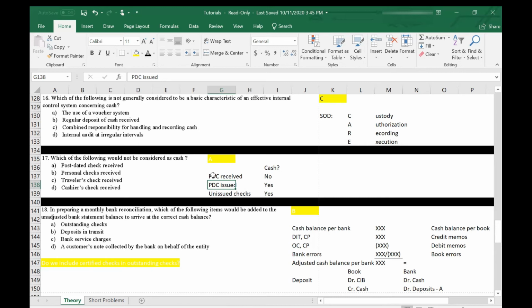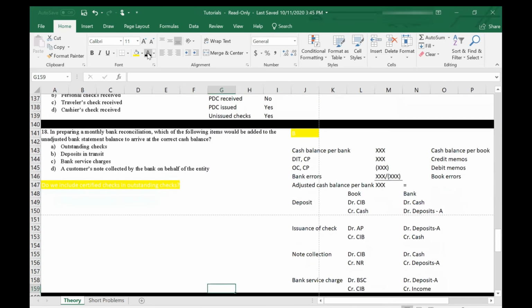So, number 17, which of the following would not be considered as cash? Post-dated check received, is that your cash? Again, no. So the answer is letter A. Personal checks received, traveler's check received, cashier's check received, these would be accounted for as cash. You'll further discuss these terms when you go to your law subjects: what's the difference between a cashier's check and a manager's check, and what are the legal consequences of issuing them? But for now, it is sufficient to know that they would be accounted for as your cash.